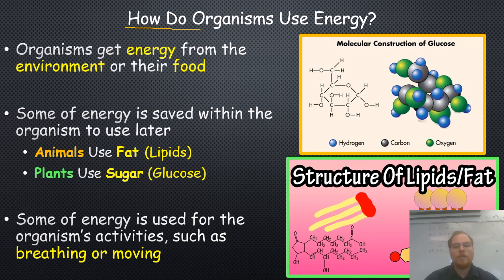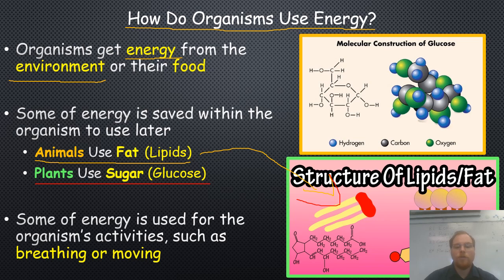Now, we talked a little bit about this at the beginning of the year, and we were going to go in more depth in Unit 9, but we're going to kind of address it right now. Since organisms get their energy from the environment, so sunlight or other animals or any kind of abiotic or biotic things around them, okay, some of that energy is saved for later and they store it within them. Animals use fat and they make lipids. You kind of remember lipids from the beginning of the year, okay? Plants use sugar, which is glucose, and that's what they store.